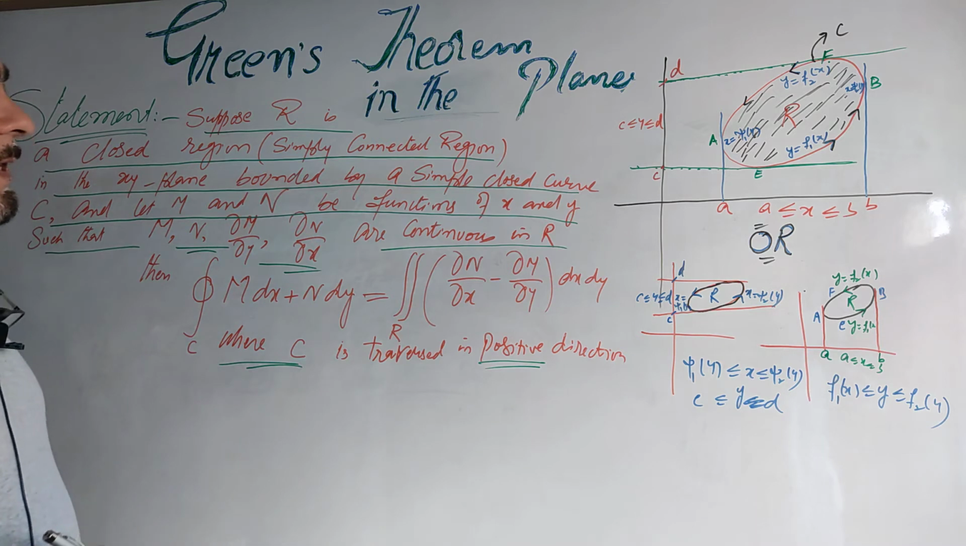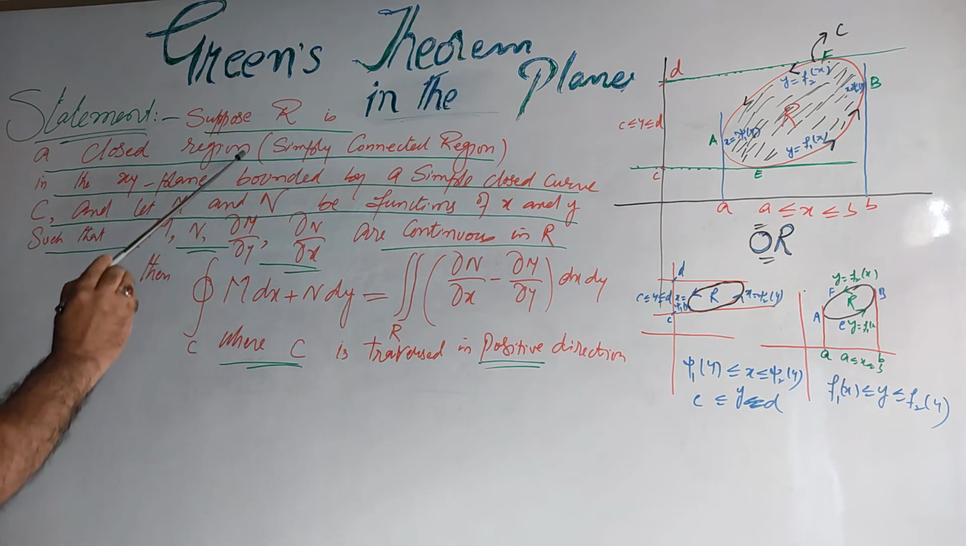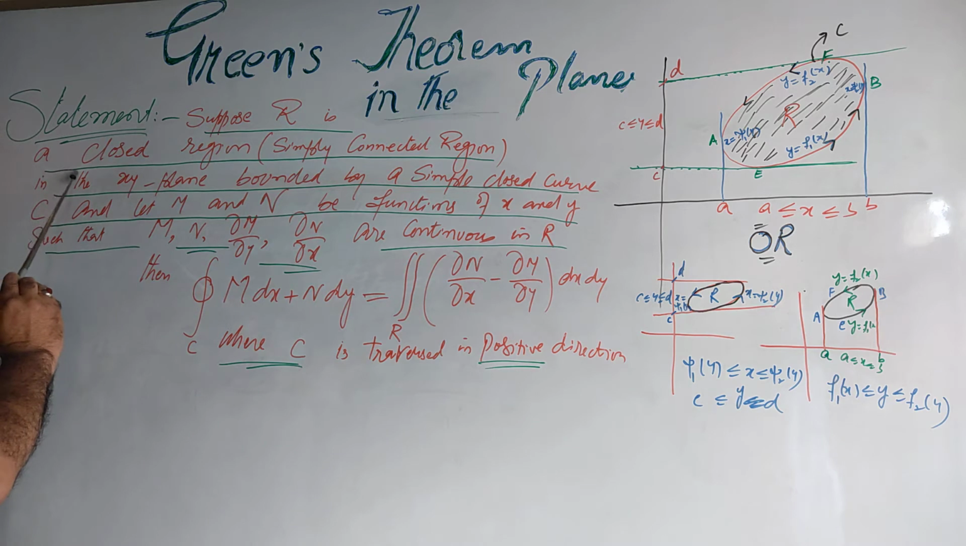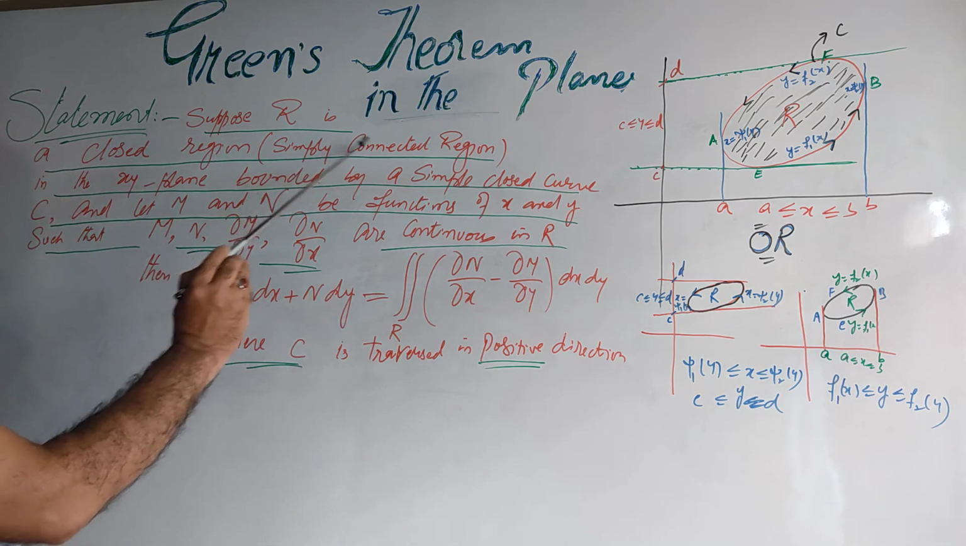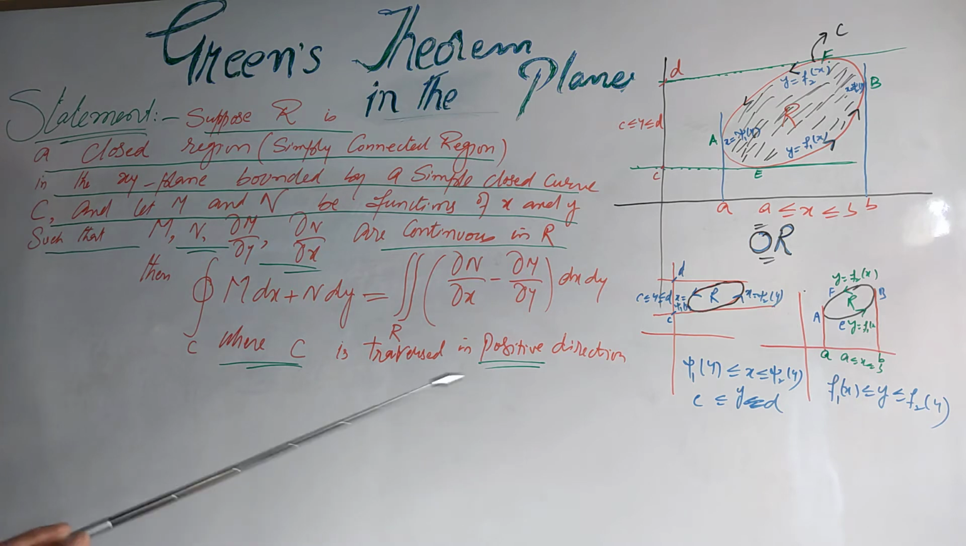consider the region, so that the time is saved for you. I will read the statement here. What is the statement of this? The statement is, suppose R is a closed region. R is any closed region which is a simply connected region. I have defined what we mean by simply connected, so there is no doubt about it.